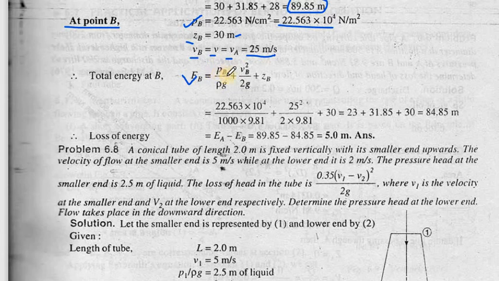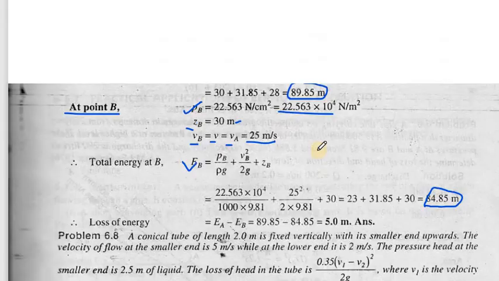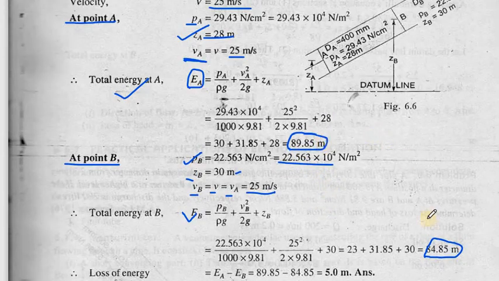Energy at point B is given by pressure head plus velocity head plus datum head. We'll put in all these values: 22.563 into 10 to the power 4 divided by density of water into 9.81, plus 25 square by 2 into 9.81, plus 30. So this will give you a value of 84.85. Here you can clearly see that the energy at point A is 89.85 and the energy at point B is 84.85. That means there is a difference in these energies.